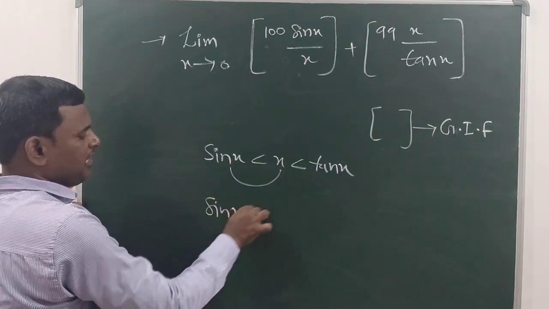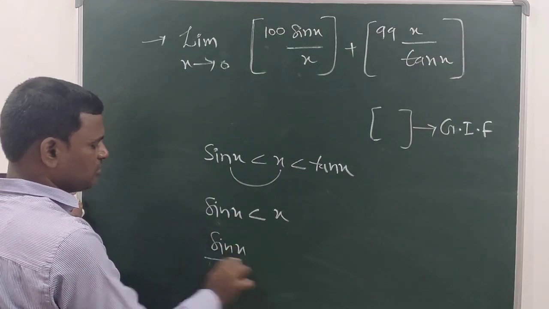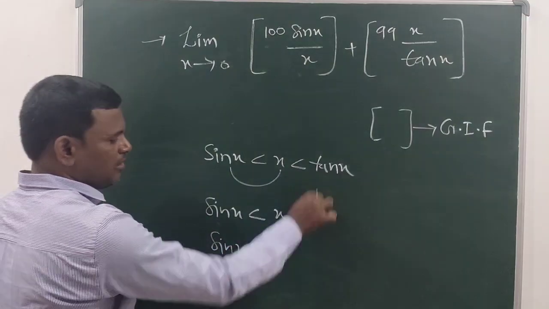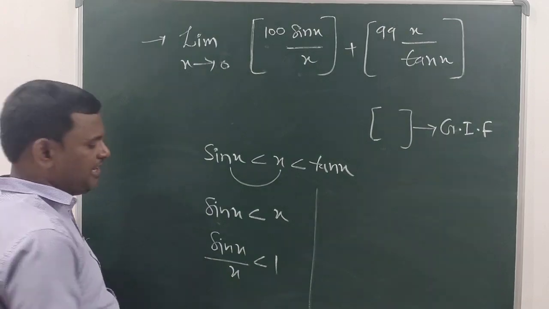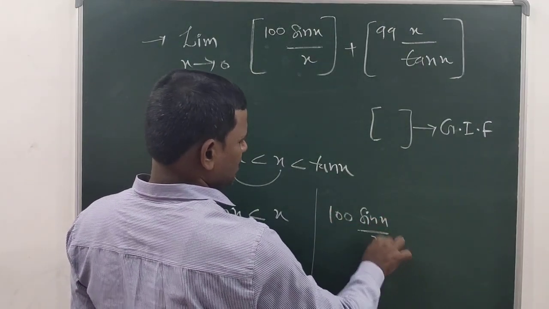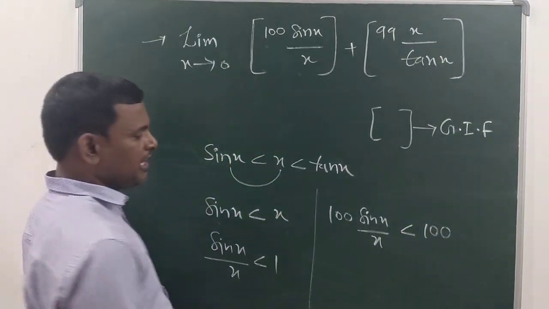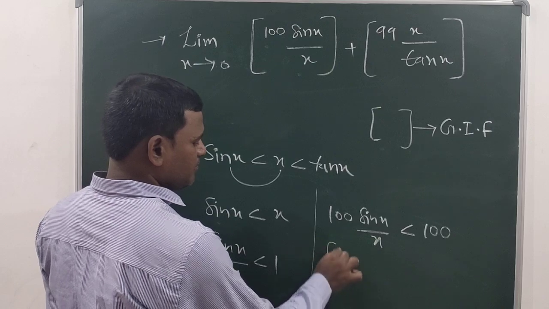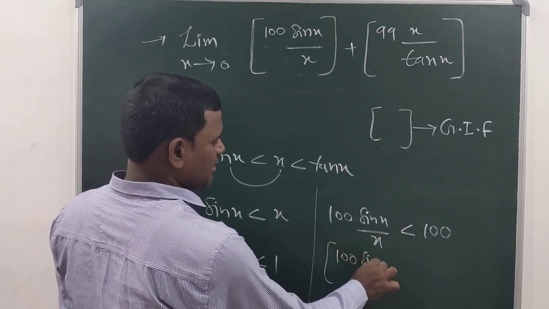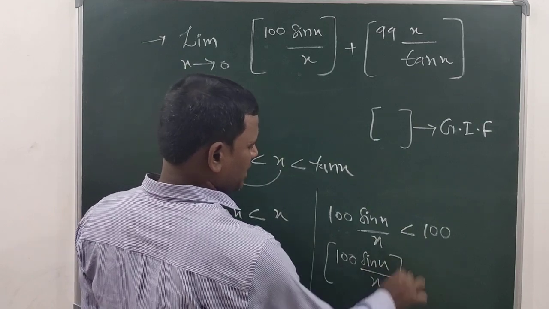Sin x less than x. Now divide both of them by x. Now sin x by x less than 1. Now multiply both sides by 100. If you multiply by 100, 100 into sin x by x less than 100. Now for this, apply the greatest integer. Take the greatest integer of 100 into sin x by x.